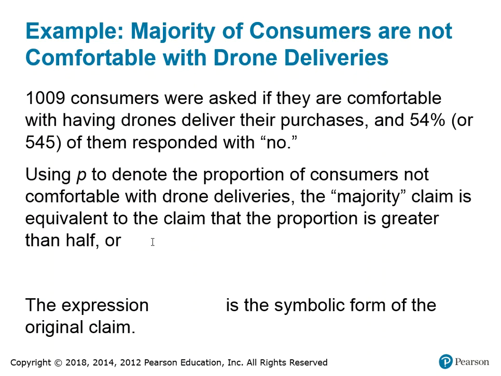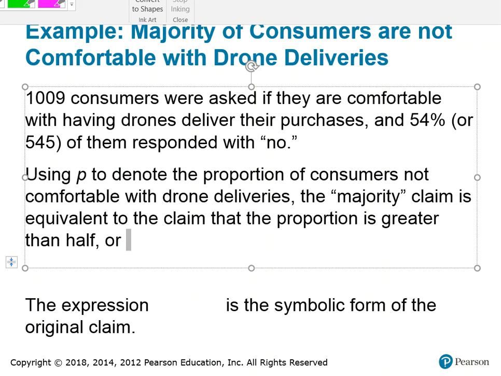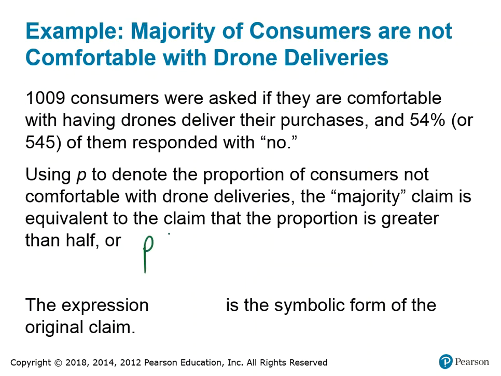So in symbols, we would say that P is greater than 0.5. We want our proportion to be more than half, or the majority, and we're going with the majority is more than half. The expression P is greater than 0.5 is the symbolic form of the claim. You always want to start by figuring out what that is first.